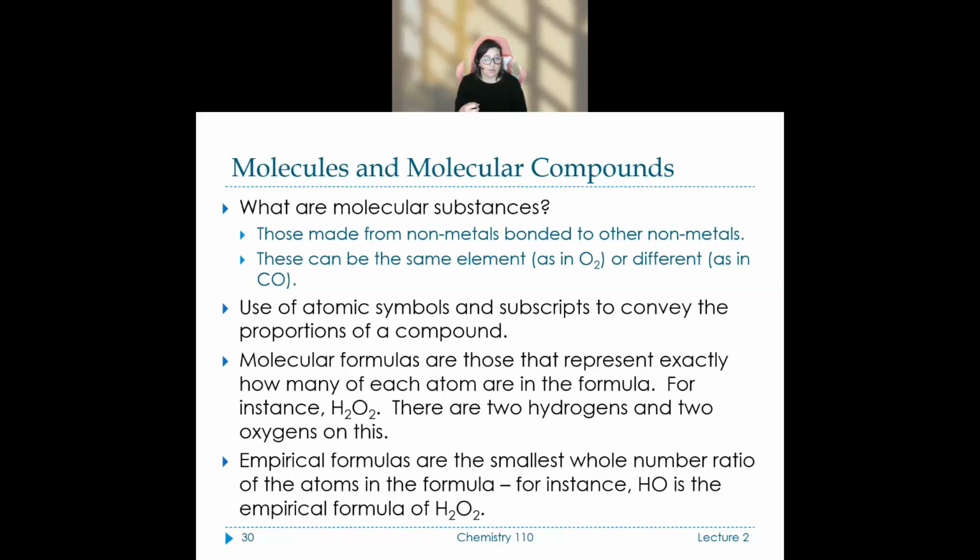Molecular formulas are those that represent exactly how many of each atom are in the formula. For instance, H2O2, 2 hydrogens, 2 oxygens. So that's a molecular formula. Empirical formulas are the smallest whole number ratio of the atoms in the formula. For instance, H2O2 is not the smallest whole number ratio. HO would be the smallest whole number ratio for that particular thing. So HO is the empirical formula of the molecular formula H2O2. Okay?